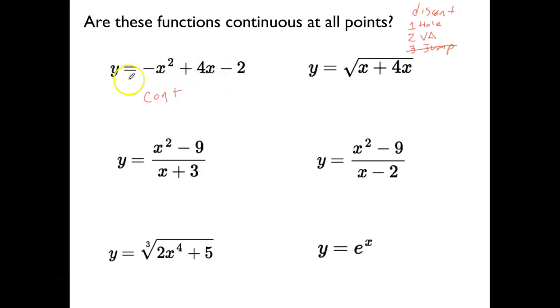And if you looked at a graph of that, it's a negative x squared. It would look something similar to this, yeah? And that is continuous everywhere.